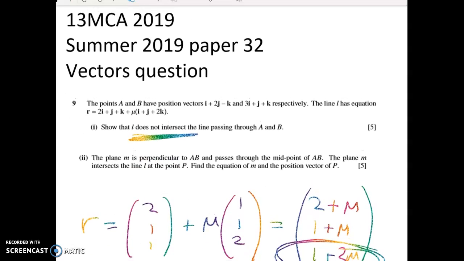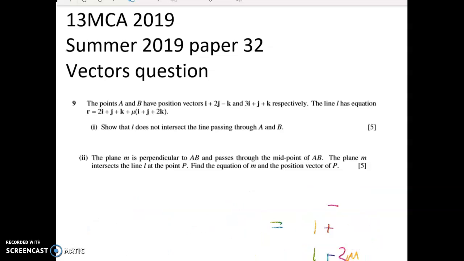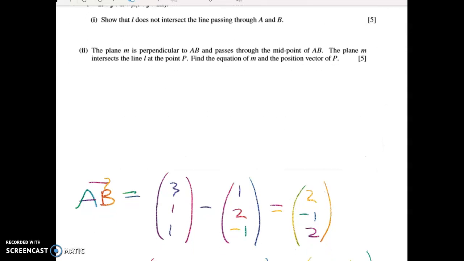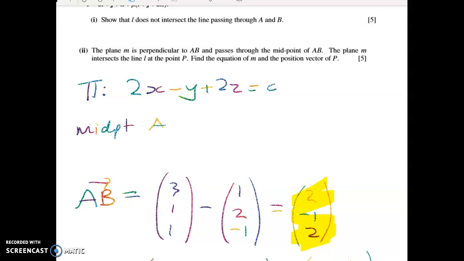Okay, so now we're into the bit with the plane. And we have to show, so we've got the plane perpendicular to AB and going through the midpoint of AB. So here's my vector AB again. So we're going to take that to be the normal vector. Right, so the equation of the plane is going to be 2x minus y plus 2z is equal to c. But we know that the midpoint of AB is as follows.